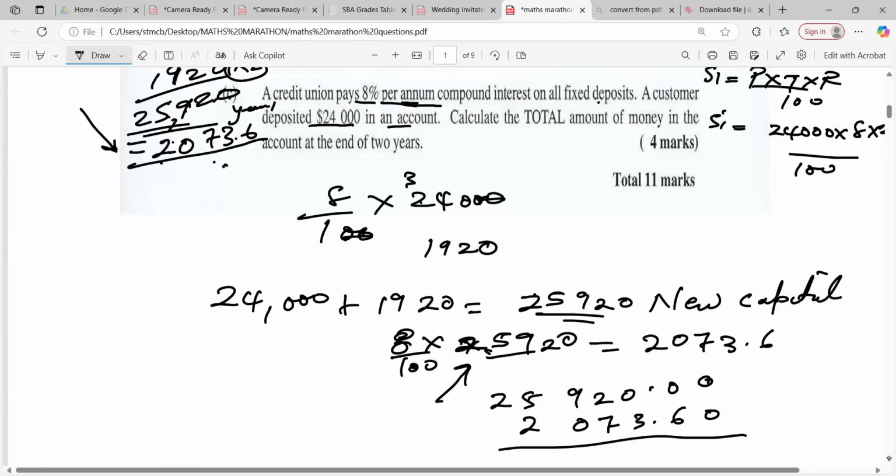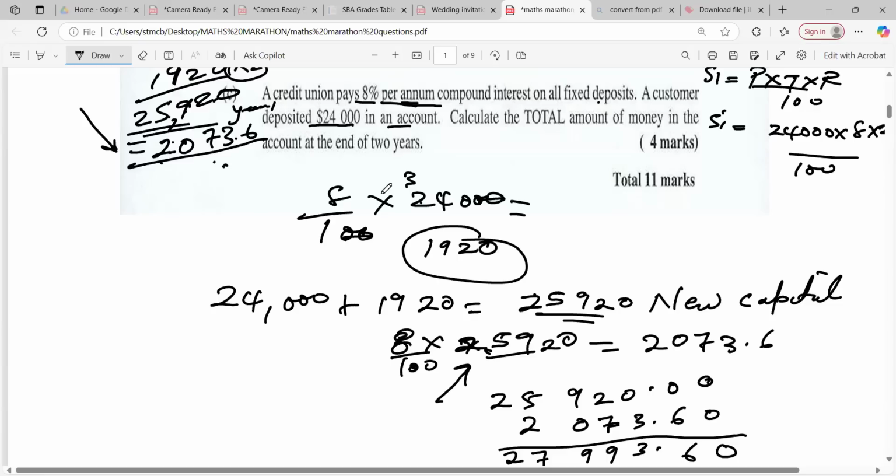Why is it that for the simple interest you just put 24,000 times 8 times 2 over 100? You don't work it out, you just leave it at that. No man, I did work it out. This is what we got here. All right, hold on. These are the interests. 24,000 times 8 times 2. What I got when I times it across is 384,000.